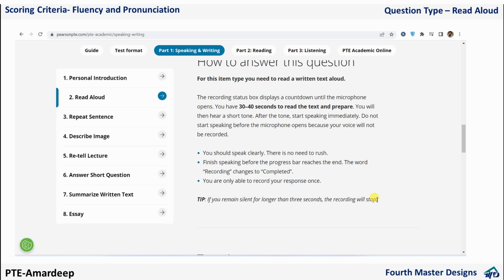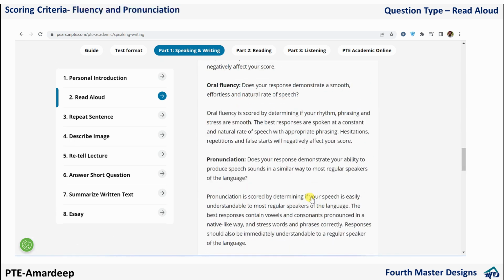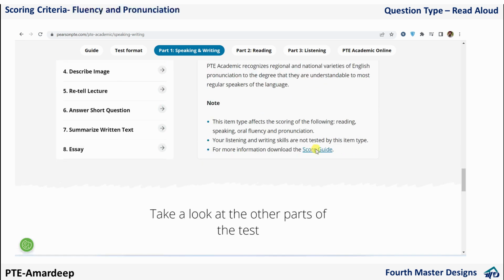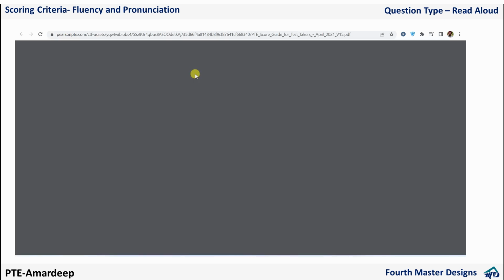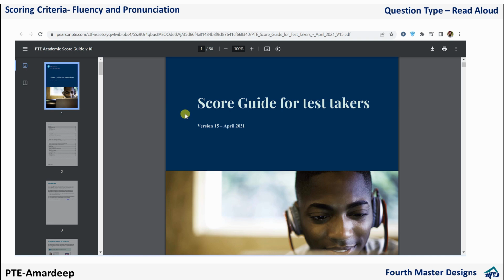Why is that an issue? That will affect your pronunciation and fluency. Let me show that also. So if you come down to this third one, and here if you jump to this score guide, you can download it from the website. And okay, this is the latest one, the score guide for test takers.